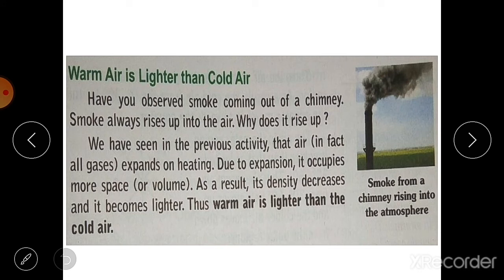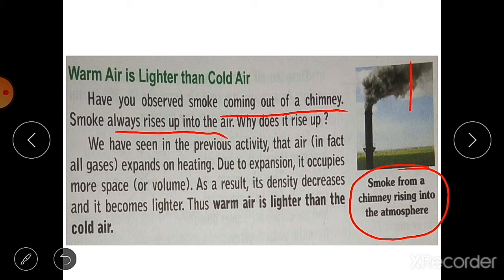Then the same thing is with the smoke from the chimneys rising into the atmosphere. See, have you ever observed that smoke coming out of a chimney always rises up in the air? Why does it rise up? Why doesn't it come down?